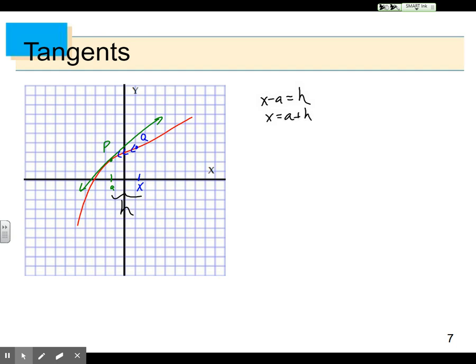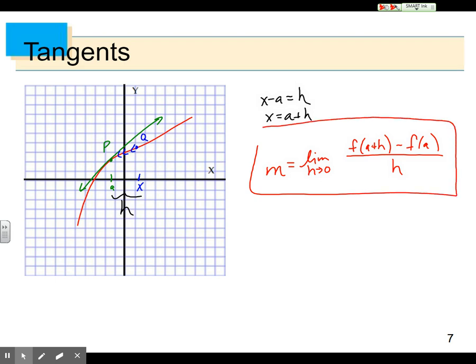Meaning that I have a new definition for my slope. And this is one that I tend to use more in class. The limit as h approaches 0. And normally it's f of x, but now remember x is going to be a plus h, minus f of a, all over x minus a. Well, x minus a is going to be h. So now we have a new, and I think for the most part, a better definition of the slope of a tangent line.